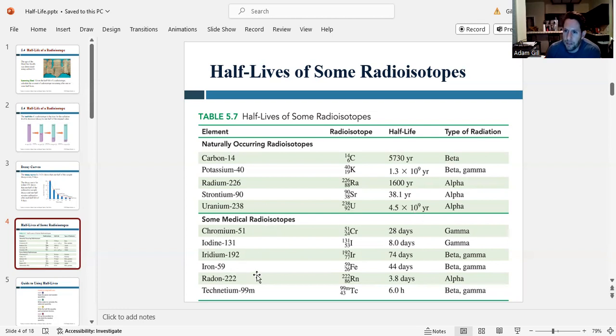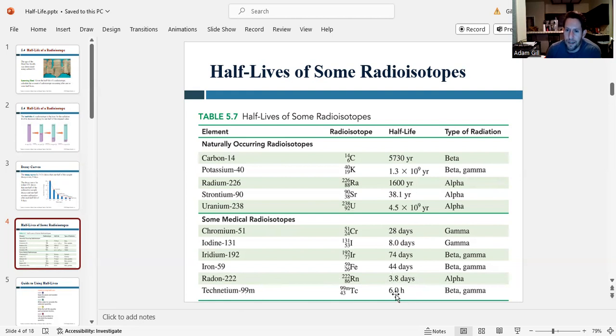Now, some of these medically used isotopes have much shorter half-lives, right? Chromium-51 has a half-life of 28 days. It's a gamma emitter. Iodine-131, half-life of 8 days. It's also a gamma emitter. Iridium-192, half-life of 74 days, beta and gamma emitter. Iron-59 has a half-life of 44 days, beta and gamma emitter. Radon-222, only 3.8 days. And technetium-99 has a very short half-life of 6 hours.